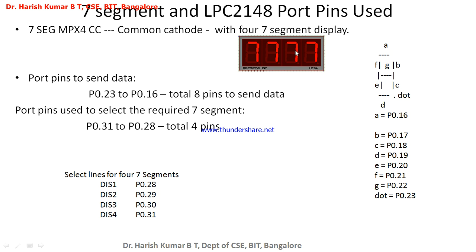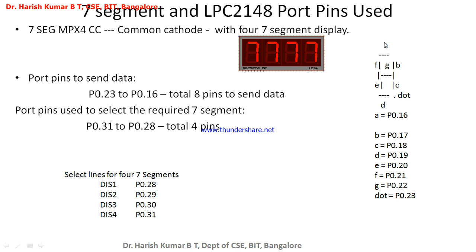Similarly, there are port pins used to select the required 7 segment. I told you there are 4 segments. If I want to display on only one 7 segment, I can select one. If I want to display on all the 4, I can select all the 4. To select the required 7 segment display, the port pins used are P0.31 to P0.28. Again you have to use P0.28 to P0.31 only, because in simulation you can change to any pin, but the ALS kit is permanently connected, so these are the port pins used. Total of 4 pins.